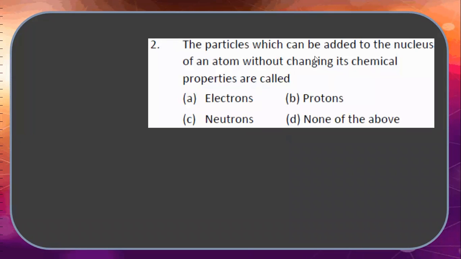The particles which can be added to the nucleus of an atom without changing its chemical properties are neutrons. On adding neutrons, the chemical properties won't be changed. So neutrons, that we will say.